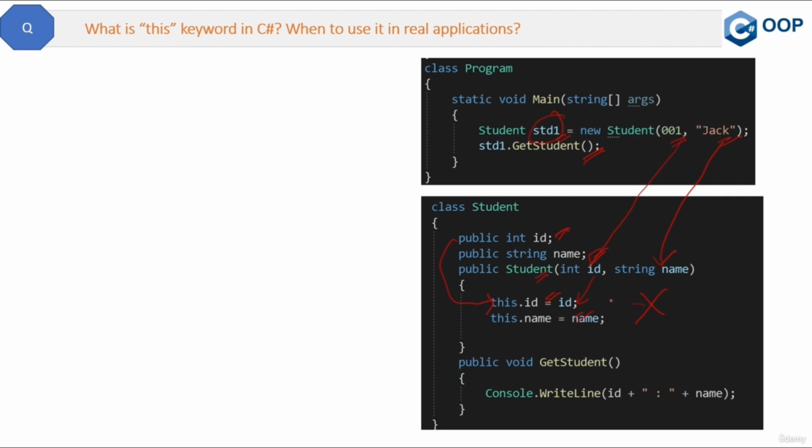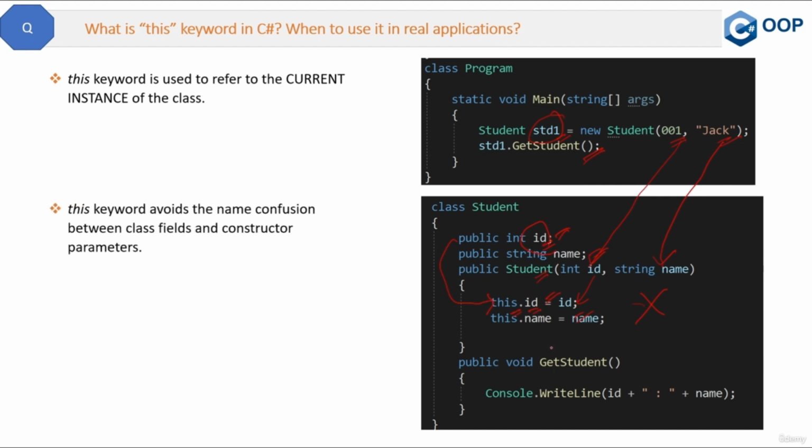So the definition is, the this keyword is used to refer to the current instance of the class. Like here, this id field is a field of the Student class. So id is part of the class only. And the use is that the this keyword avoids the naming confusion between the class fields and the constructor parameters. That is one use of the this keyword, and that's the answer to this question.